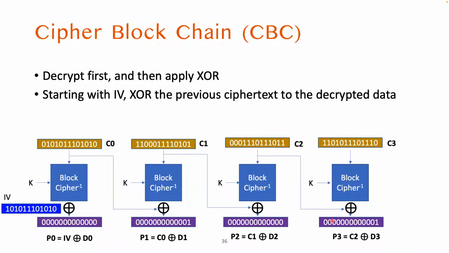And how can we do the decryption? The decryption is the opposite of all the operations. In encryption we apply XOR first and then encrypt. In decryption, we need to decrypt the ciphertext first and then XOR with the IV for the first block. For the second block, we decrypt the second block first, and then XOR the first ciphertext block to get the plain text of the second block. So we need to chain these decrypt and XOR steps again and again.